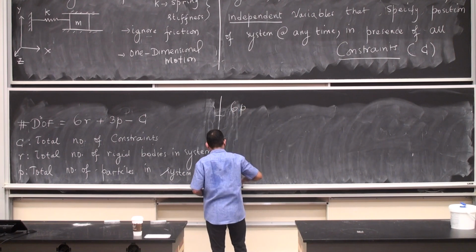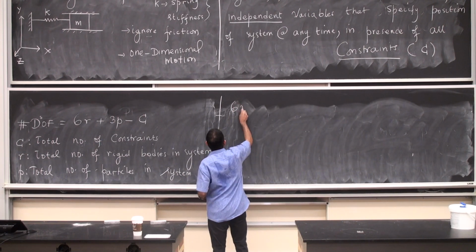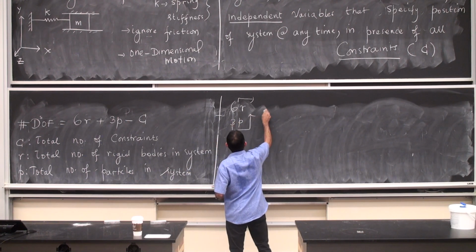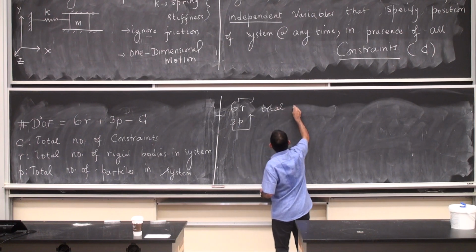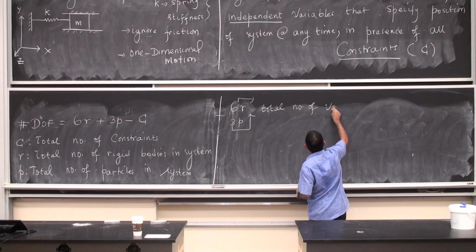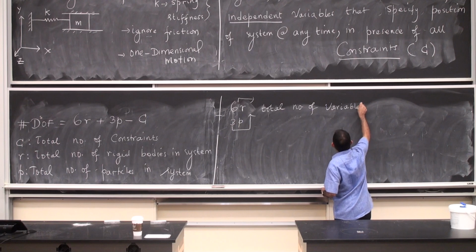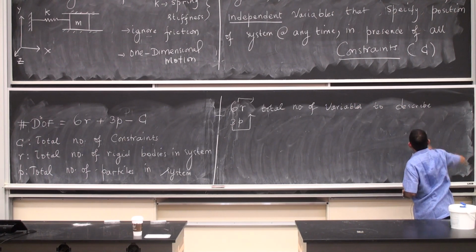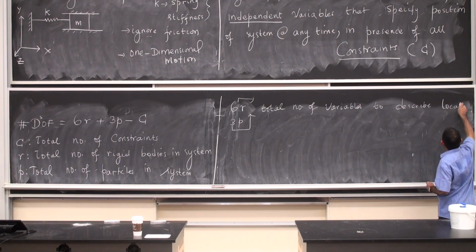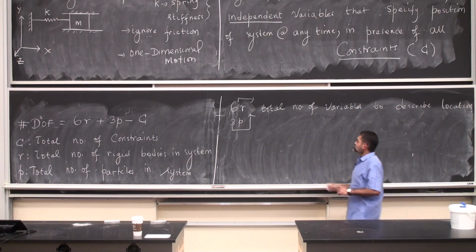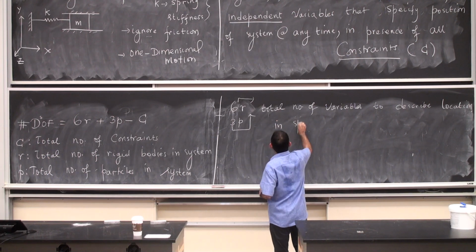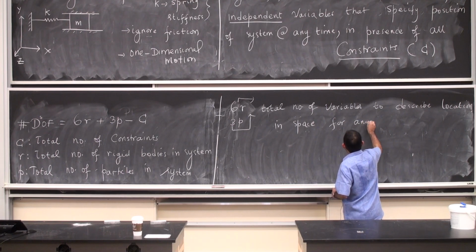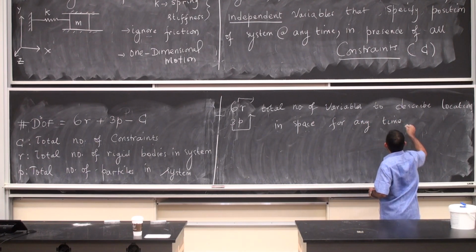So the 6R and the 3P are the total number of variables to describe location in space for any time in the absence of constraints.